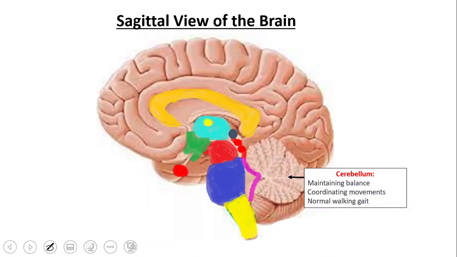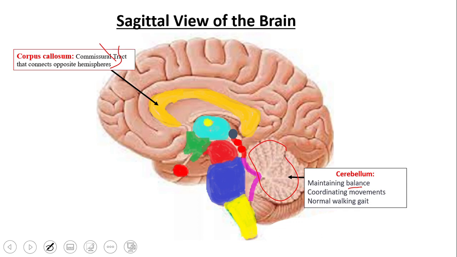Okay, now let's look at this sagittal view of the brain. So now we are looking at one hemisphere, and this is the medial side of that hemisphere. So down here is the cerebellum, and this is actually to maintain our balance and coordinate movement.